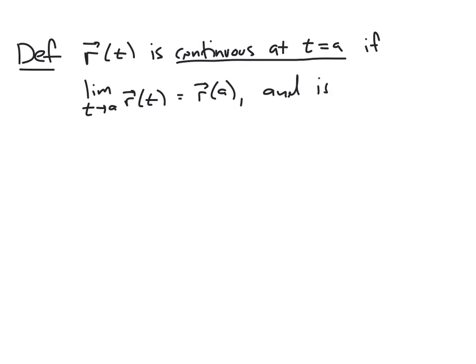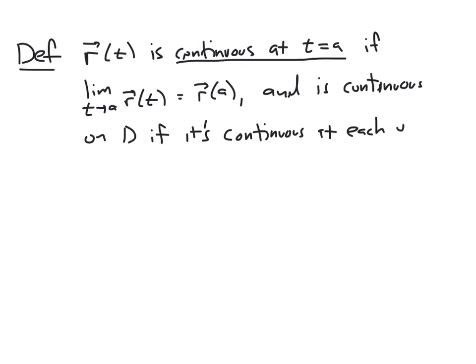And we're going to simultaneously say it's continuous on the domain D if it's continuous at each point in D. So this is exactly what you did in Calc 1. You defined continuity at a point first, and then continuity on an interval if the function were continuous at each point in that interval. And it's the same thing here.